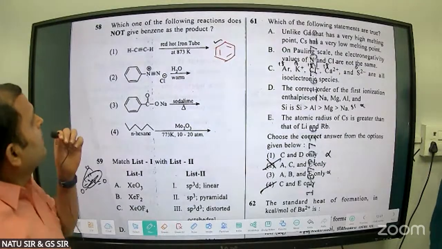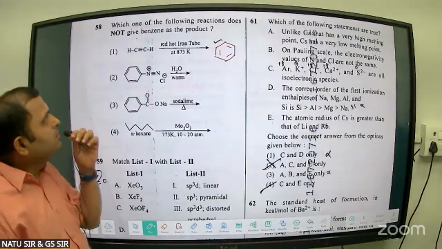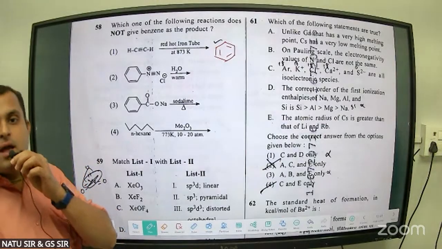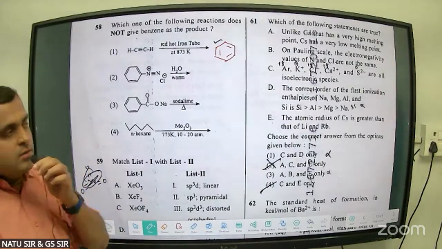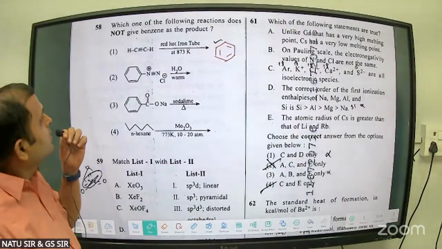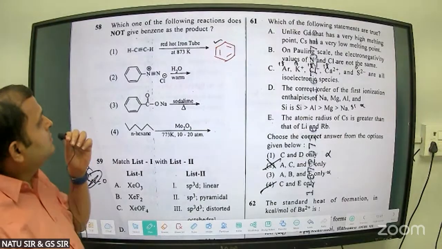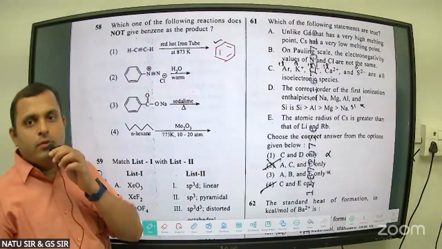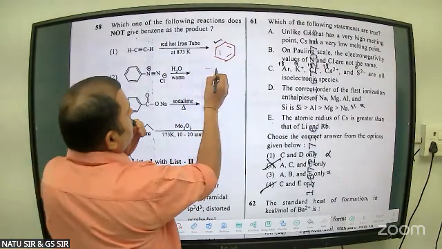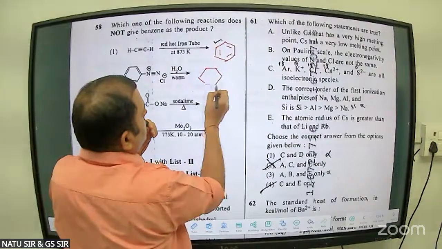In 58, which one will not produce benzene as the product? The first one is cyclic trimerization of acetylene. So that will produce benzene. Second one is benzene diazonium chloride, which when warmed with water will produce phenol as a product.